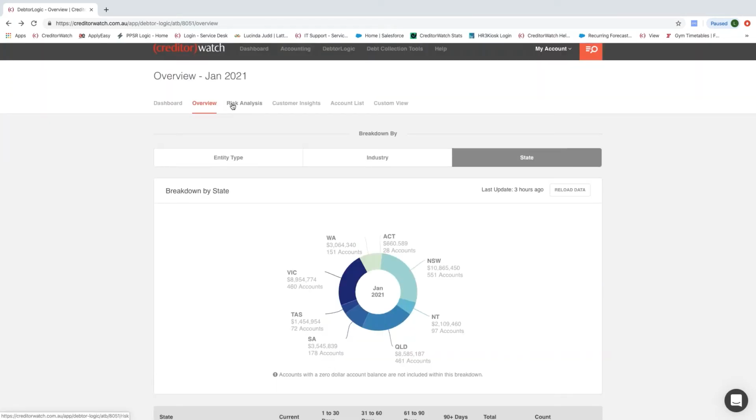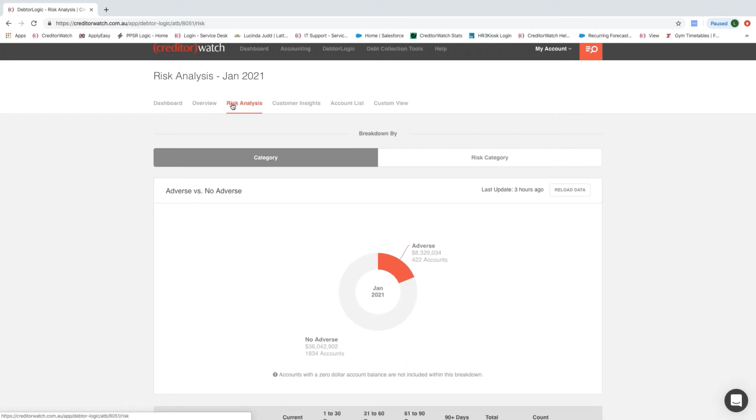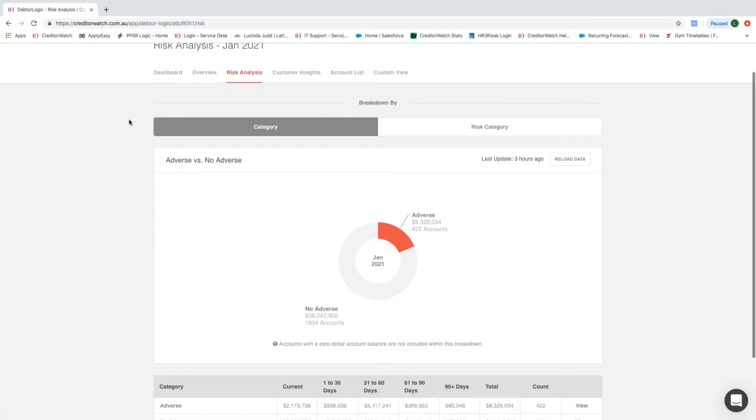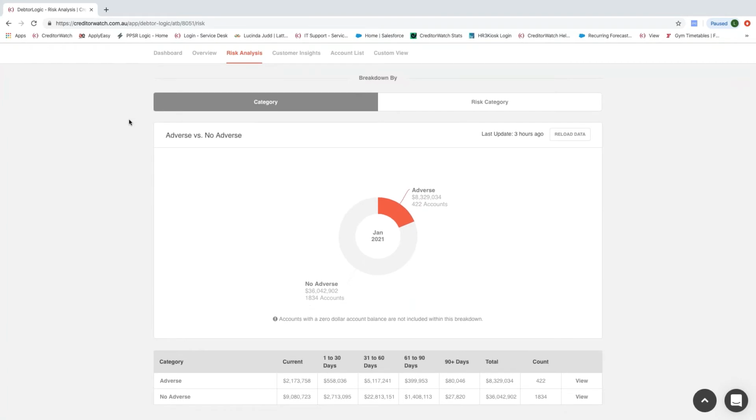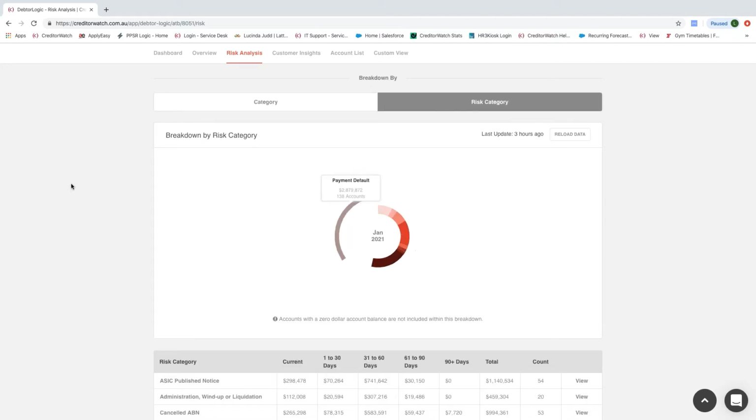I'm going to move on to risk analysis. So as you can see, this is where it gets really, really interesting. This portion of the system straight away is showing you what portion of your ledger does have some form of adverse associated with them. So we can see you've got 422 accounts with some form of adverse, and that's almost $8.5 million. So we're definitely going to click into that portion and see what's going on here.